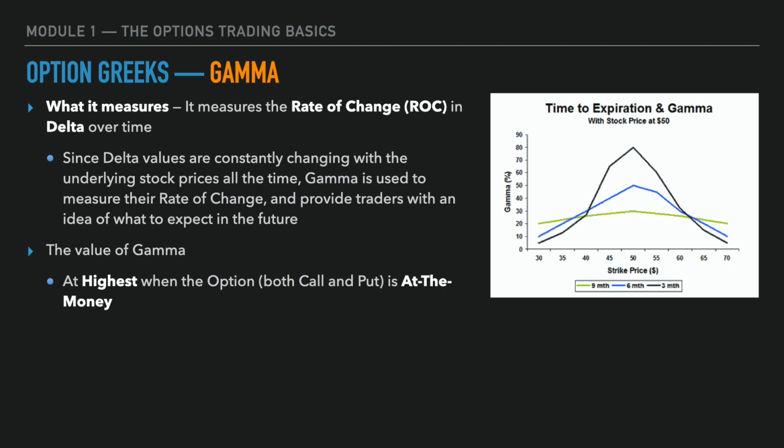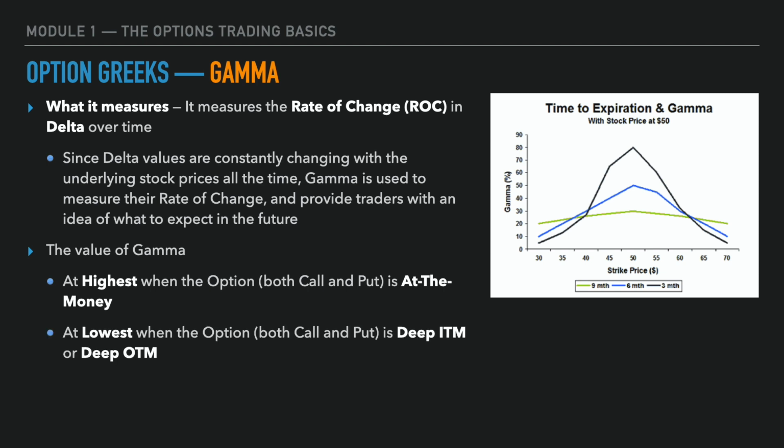The value of gamma is at the highest when the option is at the money. When the option is deep in the money or deep out of the money, gamma tends to have very low value. Also, those options with longer time tend to have lower gamma values as well.